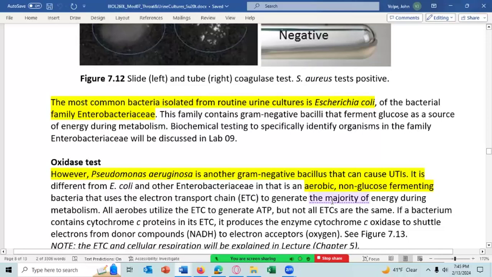All right, any question about the oxidase test and how you can distinguish the Pseudomonaceae family from the Enterobacteriaceae family?